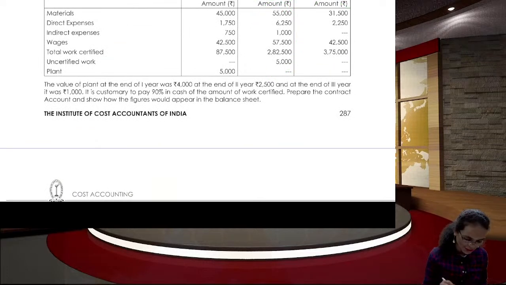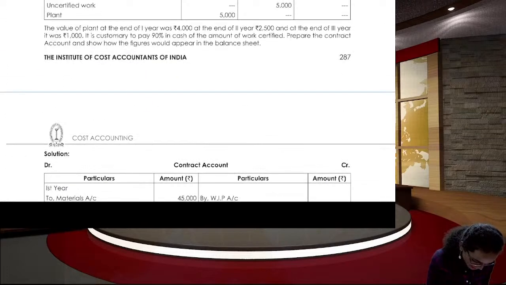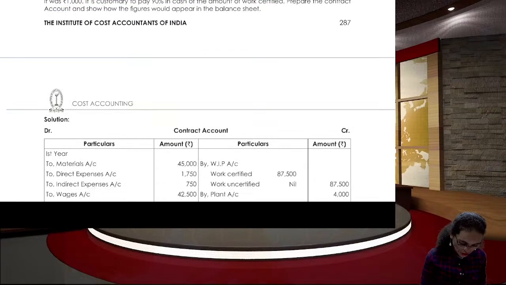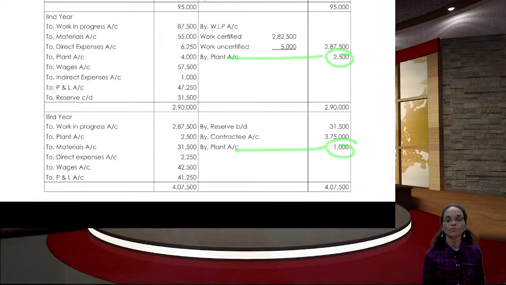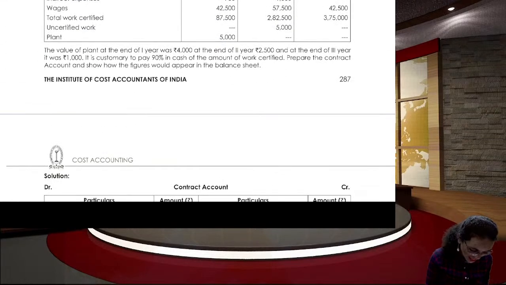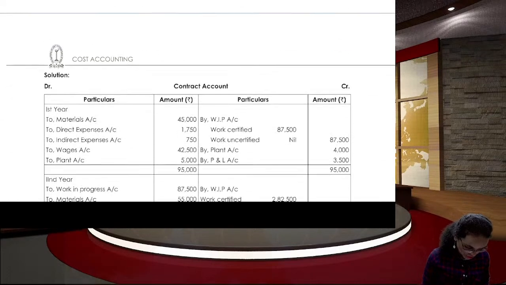But wherever attention is required, there I'll explain. See, he said the value of the plant at the end of the year is 4,000, 2,500 and 1,000 respectively for years 1 to 3. So here, value of the plant 4,000 at the end of the first year, 2,500 at the end of the second year, 1,000 at the end of the third year. Value of the stock we have taken into consideration. Cash received is only 90% of the work certified. So we will not write the cash received in the contract account, but we will take it into consideration for the amount to be transferred to the P&L. Right. So that's all, guys.